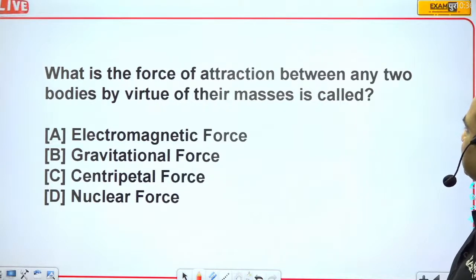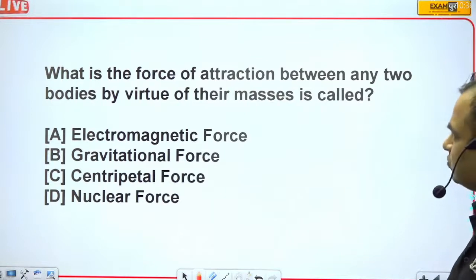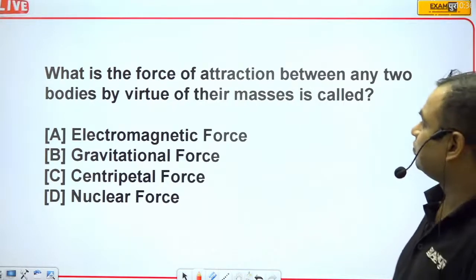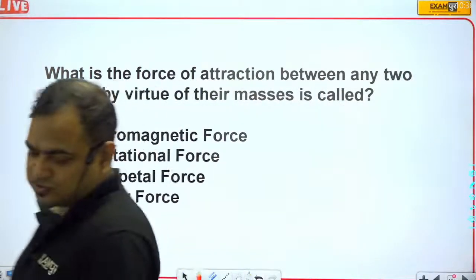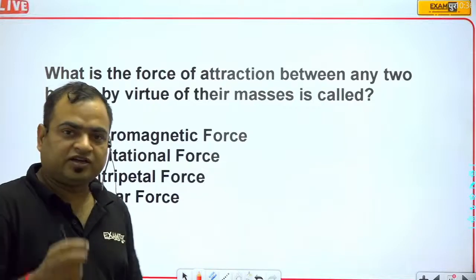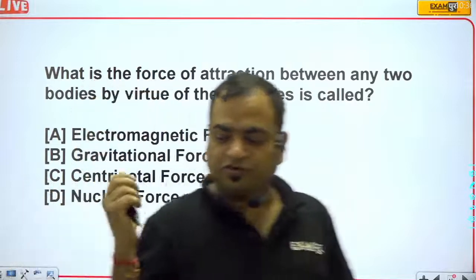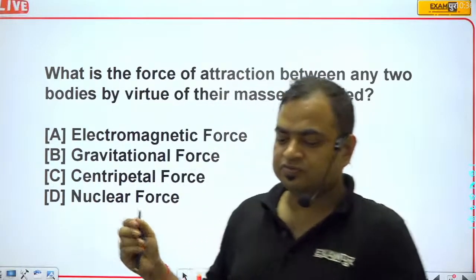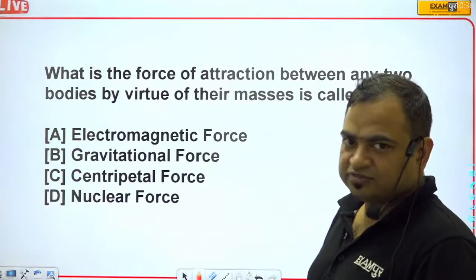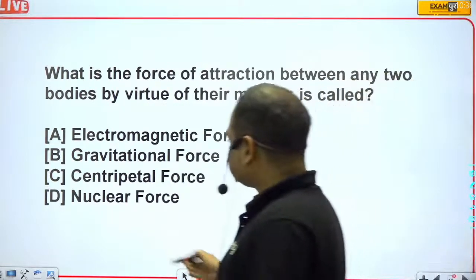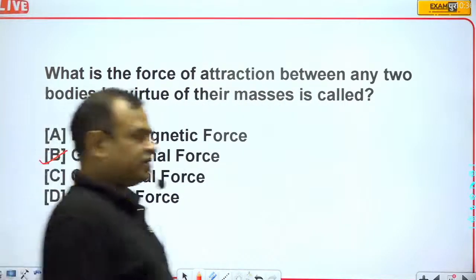What is the force of attraction between any two bodies by virtue of their masses called? This is very important, and this is a very simple question actually. Guys, you may know that if two bodies attract each other just because of their masses, they feel an attraction force, and such kind of attraction force is known as gravitational force.